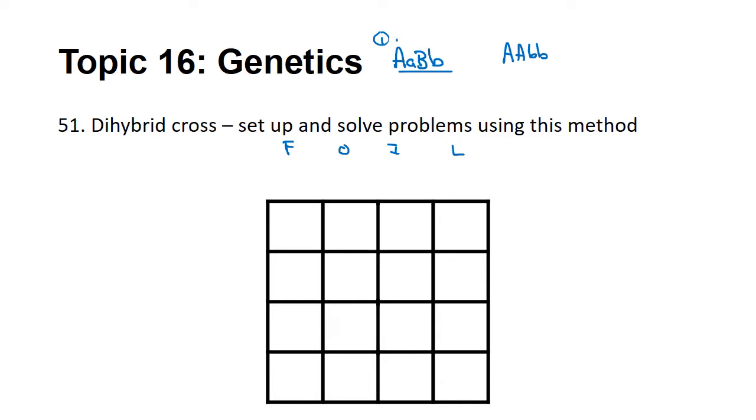F would be first letter, which would be big A, big B. O would be outside letter, so outside letter, outside letter. So that would be big A, little b. Inside would be little a, big B, so little a, big B. And last would be last A, last B, so little a, little b. But I came up with my own thing. You could also do FOIL on the side here for the other parent.